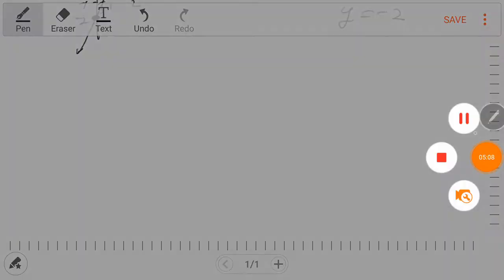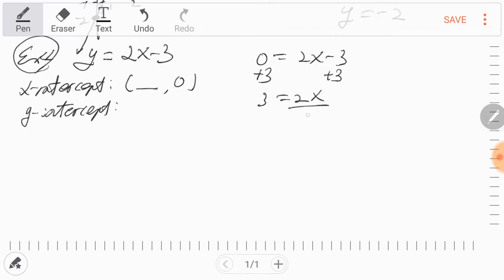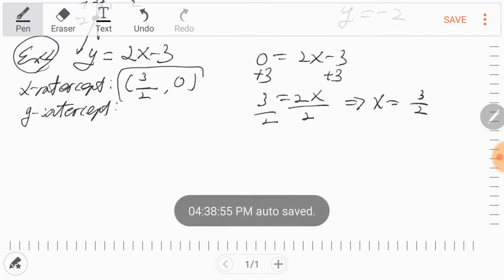Example 4. From this linear equation, let's find the x-intercept. So let's set the y value to 0, then let's find x. Move -3 to the other side. Divide each side by 2. Then x equals 3 over 2. So this is the x-intercept.